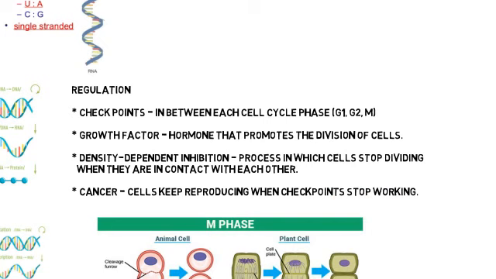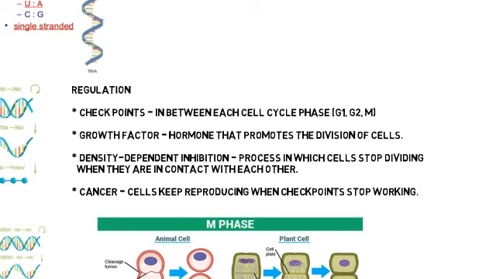Growth factor is a protein or hormone that promotes the division of cells. Density-dependent inhibition is the process in which cells stop dividing when they are in contact with each other. When regulation of the cell cycle does not work, cells become cancerous and keep reproducing without stopping.